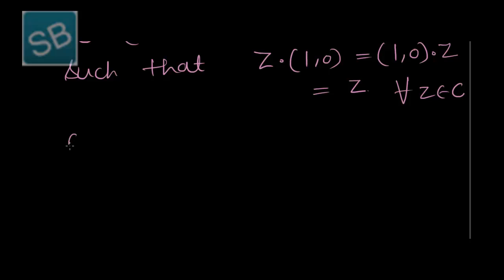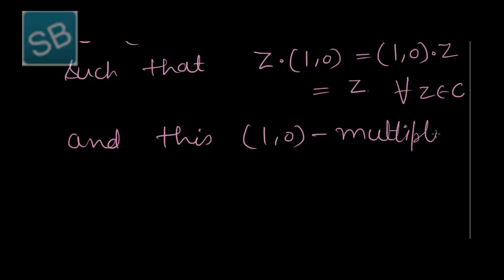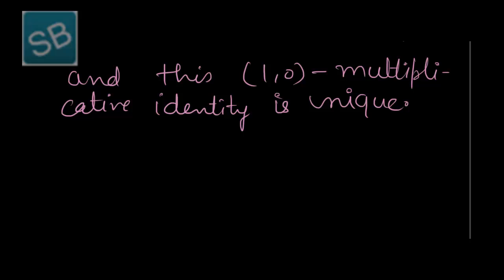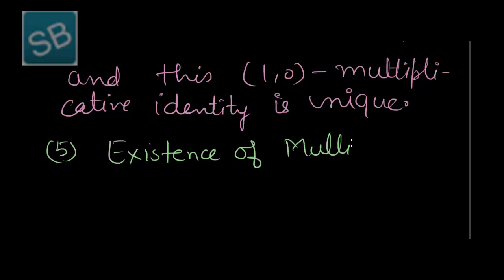And this (1, 0) multiplicative identity is unique. So the next one, that is the second last, is the existence of multiplicative inverse.